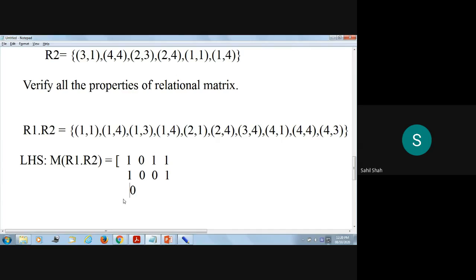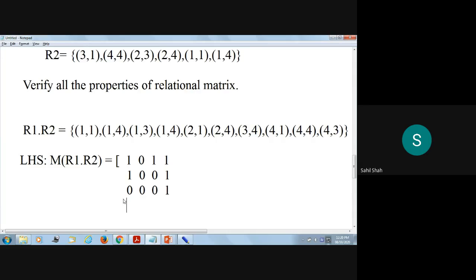Okay. Do we have 3, 2 somewhere? 3, 2? No. Do we have 3, 3? Hardly. Do we have 3, 4? I guess yes. Next. 4, 1.